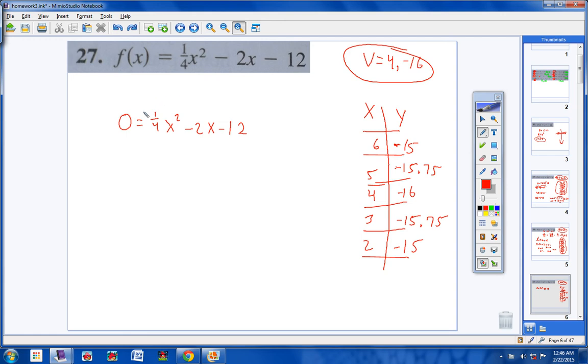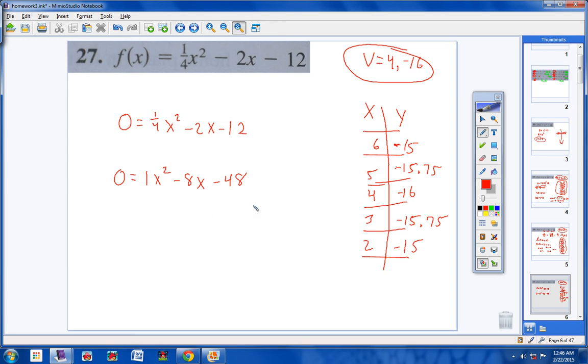And students, I'm allowed to multiply an equation by anything as long as I do it to each term. So 0 times 4 is 0. 1/4 times 4 is 1. Negative 2 times 4 is negative 8. And negative 12 times 4 is negative 48. So hopefully I can factor this and get my x-intercepts very quickly.